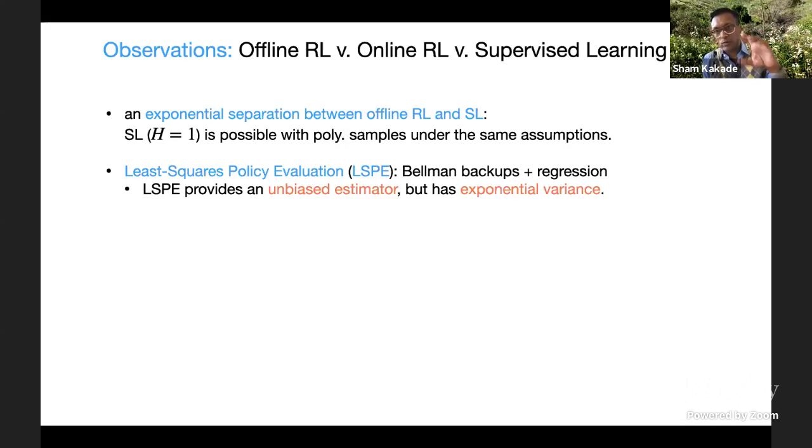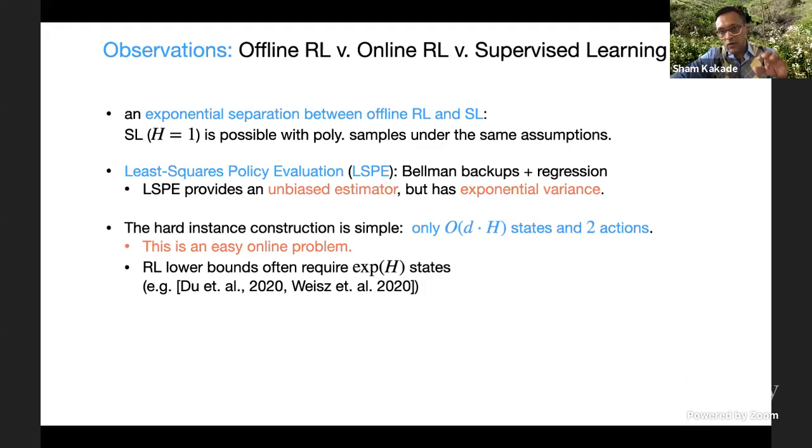This is when we started doing experiments. If you think about this, regression's unbiased, you actually get an unbiased estimator here. It just happens it'll have exponential variance. And what's interesting about this lower bound construction is it's super simple. It's an MDP with only DH states and 2 actions. So the online problem is trivial to solve. It's not like some gigantic MDP like some of these other lower bounds that we have. It's a very small MDP. It's a little bigger than the number of states, but trivially.